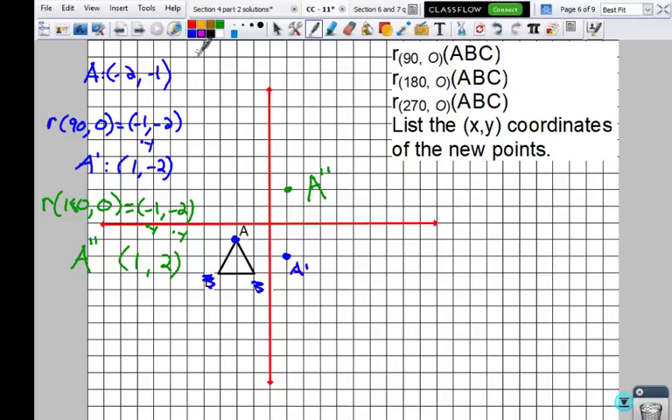And the last one is going to be 270. My rotation of 270 about the origin. So I'm starting out at -1, -2. I'm going to flip X and Y around and go -2, -1. Multiply Y by -1 this time. -2, +1. And because this is my third one, it's going to be A triple prime. Hold on. Yep, I'll wait. And -2, +1 right there. It'll be A triple prime.